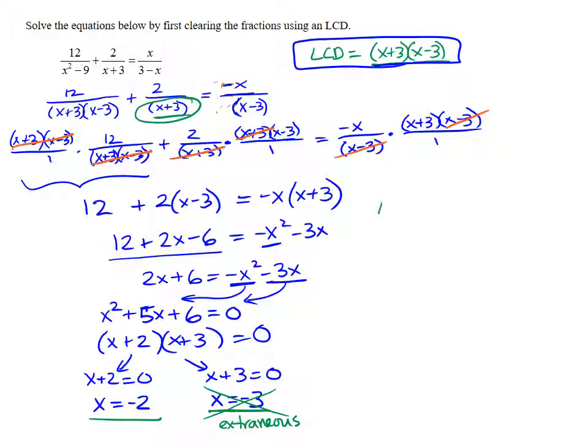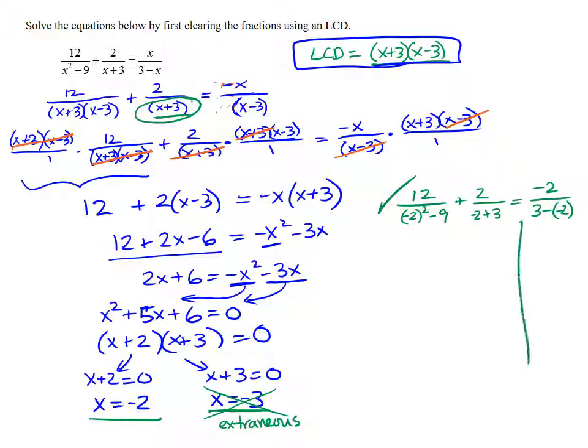So let's plug that in all the way. 12 over, go back to the original equation, negative 2 squared minus 9 plus 2 over negative 2 plus 3 equals x over 3 minus a negative 2. Whoops, I forgot to put in my x in the numerator. I got so caught up with the denominators. So my numerator x should be a negative 2 as well.